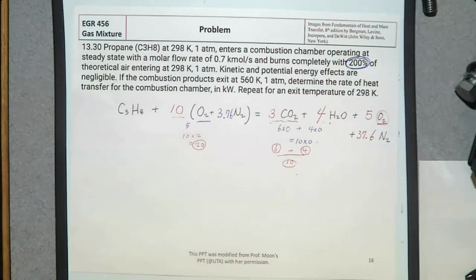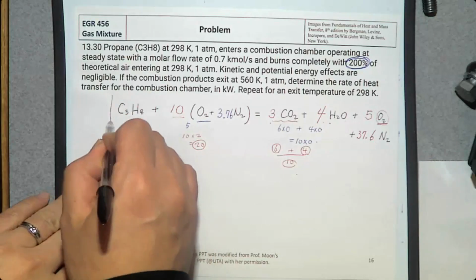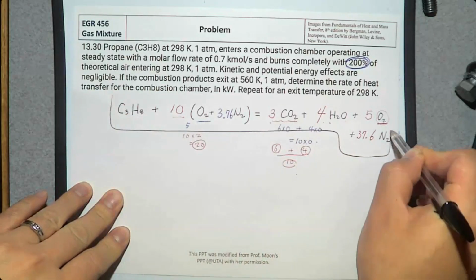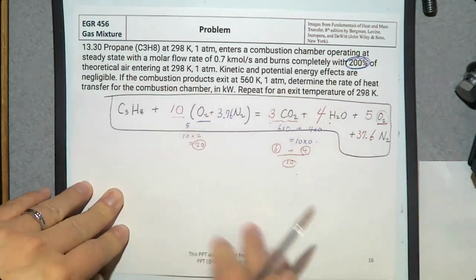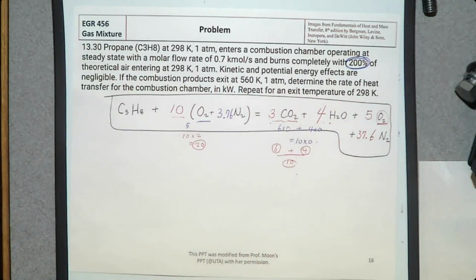In your first exam, for any combustion process, you need to be able to determine this balanced reaction equation. That's the first thing you need to do. And once you have this balanced reaction equation, then you can solve the energy balance equation. Okay, so this is the first step. Then let's write the energy balance equation.